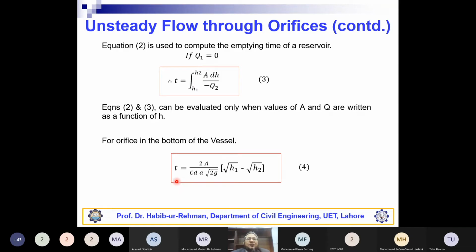And equations 2 and 3 can be solved or evaluated only when values of A and Q are written as a function of H. What do you think? We have to do integration. And that's why, if it's possible that we can write surface area in terms of H, or we can write discharge Q2 or Q1 in terms of H, then we can do integration. Do you agree?